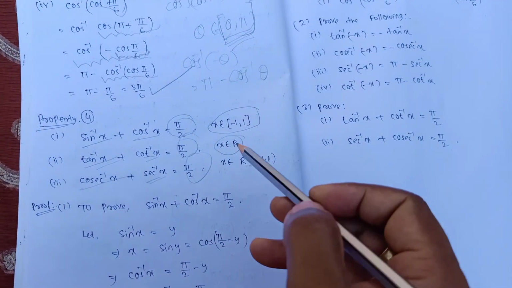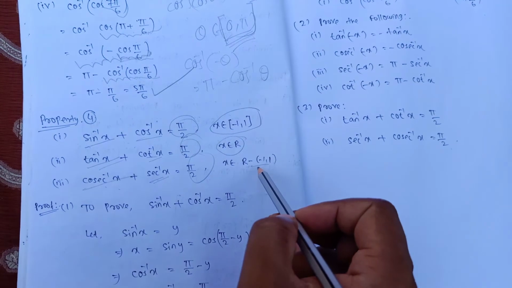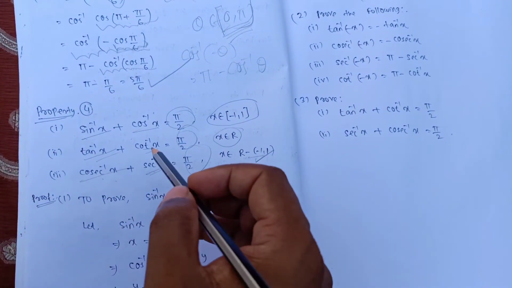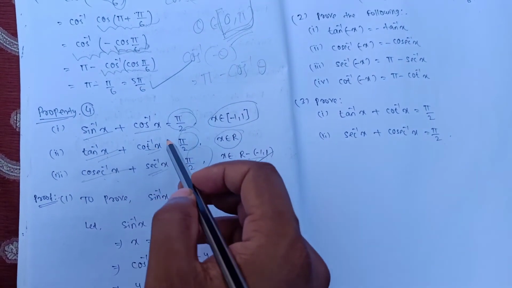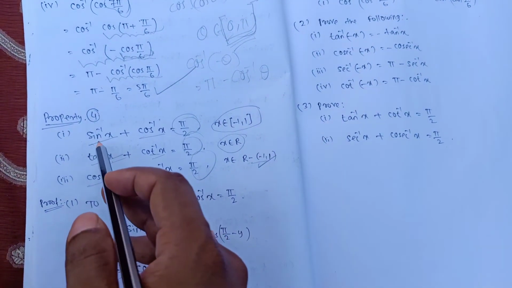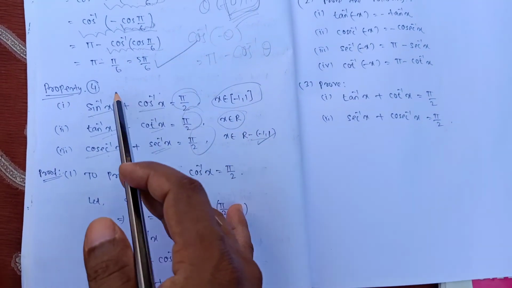We'll prove it later. Now just observe one thing. Both have the same domain, that is R minus the open interval minus 1 to 1. In this case they have the same domains. Okay, now first prove the first one. It is sin inverse x plus cos inverse x. So you consider sin inverse x as y.